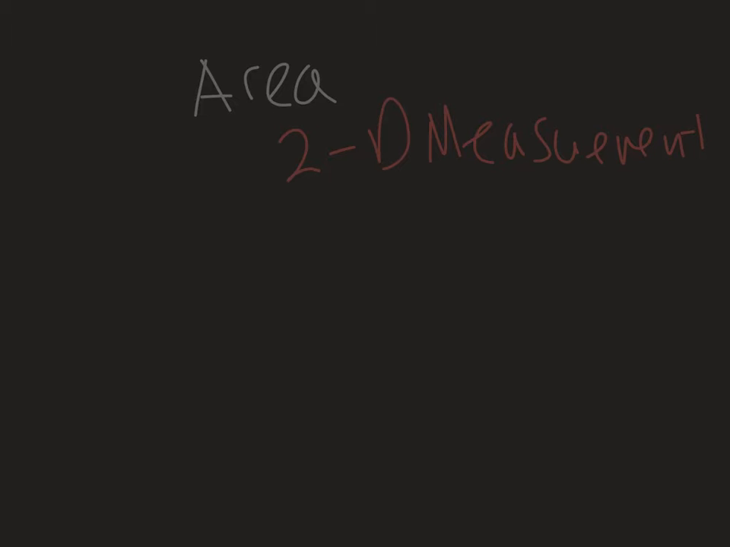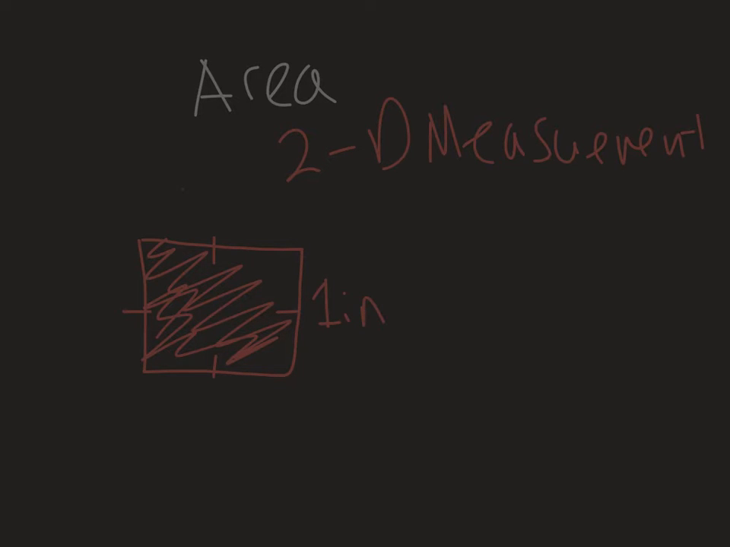So if we think about a one-dimensional measurement, that would be simply like a length. How tall is something, how long is something, how far. If we think about area, what it really means is, how much space does this square take up? Let's say it's a square. And if it happens to be 1 inch by 1 inch, we would say this is 1 square inch. Or, for short, 1 inch with a little 2 up above it, 1 inch squared.